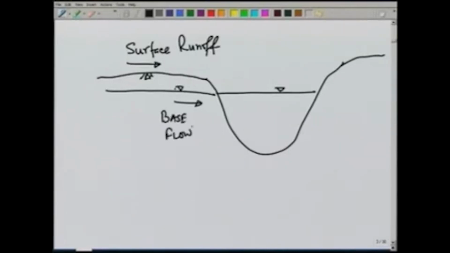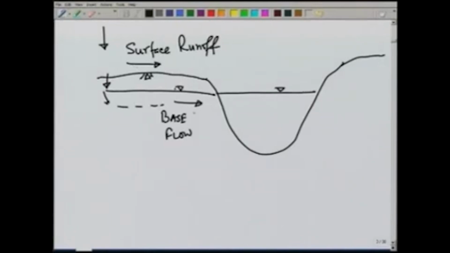The difference between these two is that surface runoff comes immediately or very soon after the precipitation, while base flow, for the same precipitation to appear in the stream as base flow, it will take a long time because it will infiltrate into the ground, reach the groundwater, and then it moves very slowly. This may take a few months or sometimes even years to reach the stream.